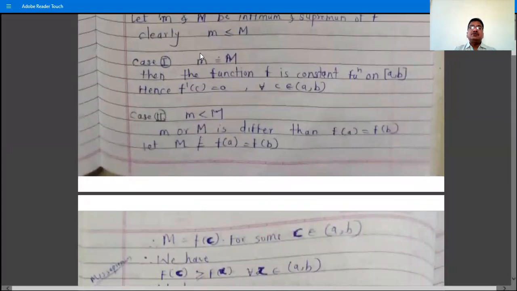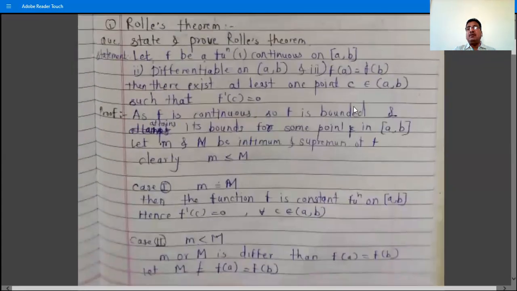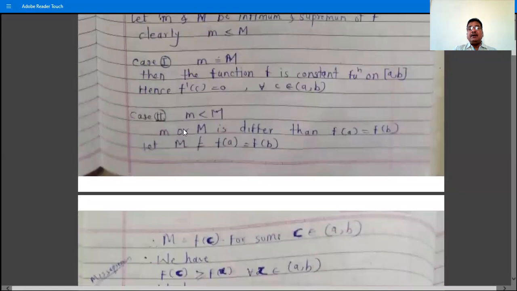The second case: suppose small m is strictly less than capital M. Then what happens? We are given that f(a) is equal to f(b). If both m and M were equal to f(a) or f(b), then small m would equal capital M. So small m strictly less than capital M means m is not equal to M, and therefore small m or capital M differs from f(a), which equals f(b).